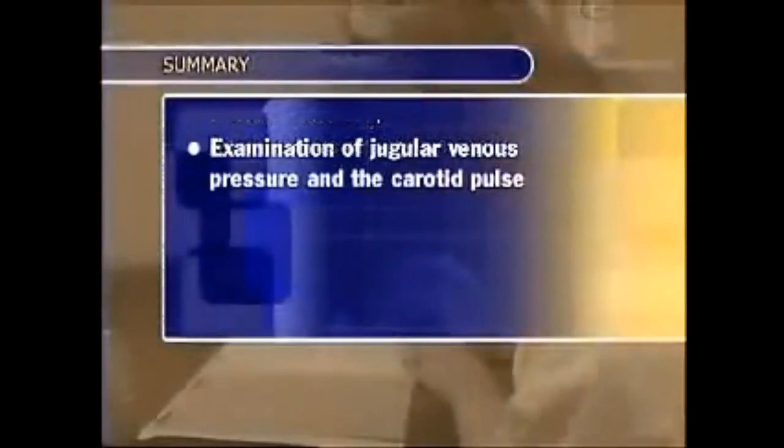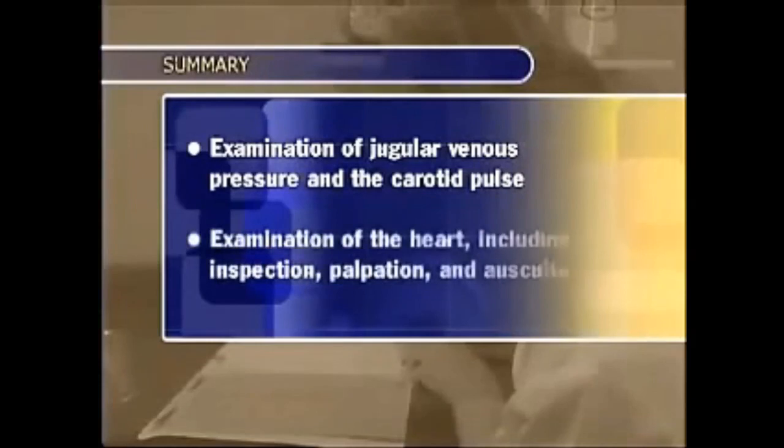To summarize, examination of the cardiovascular system includes examination of jugular venous pressure and the carotid pulse, and examination of the heart.